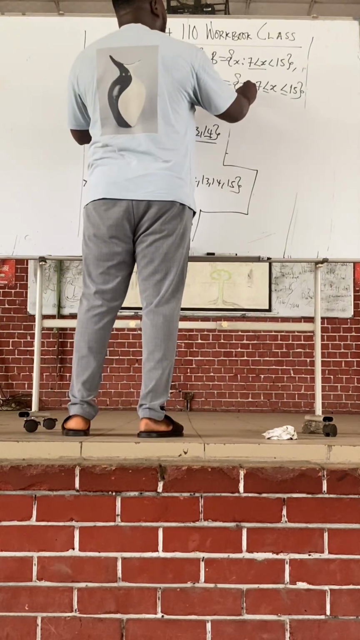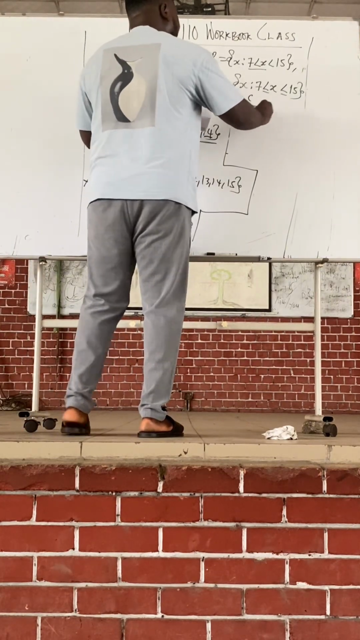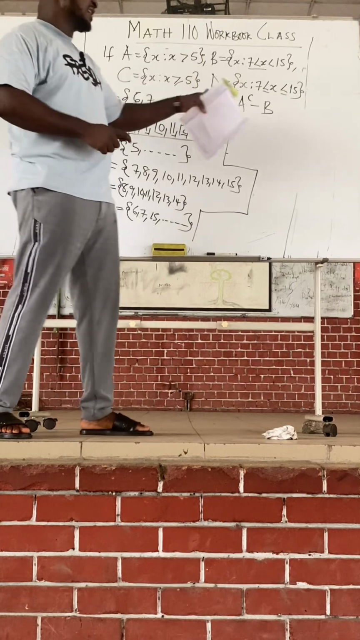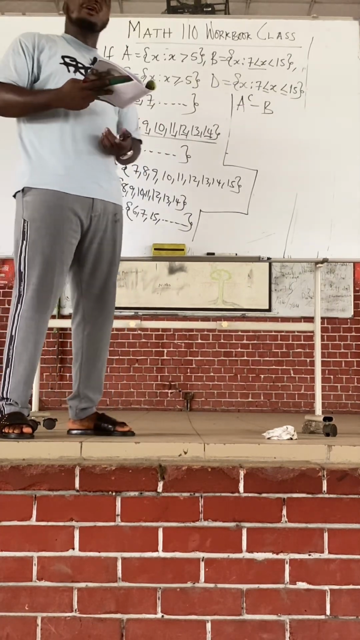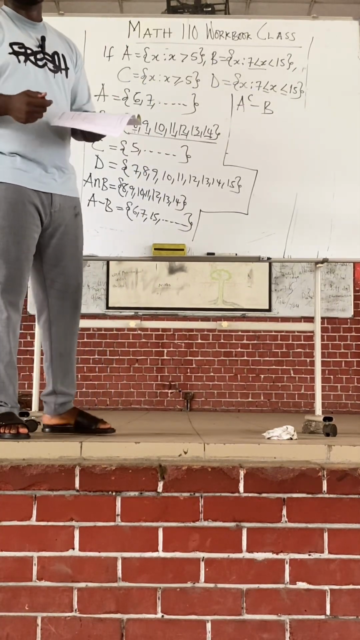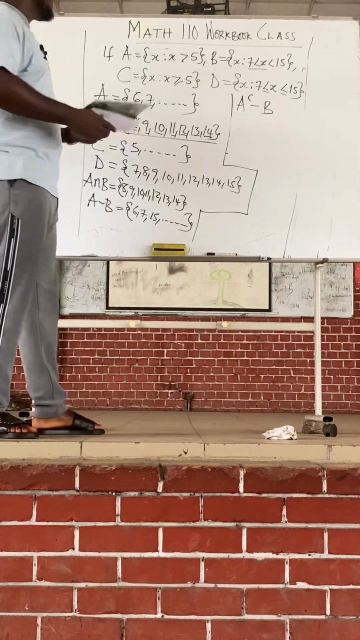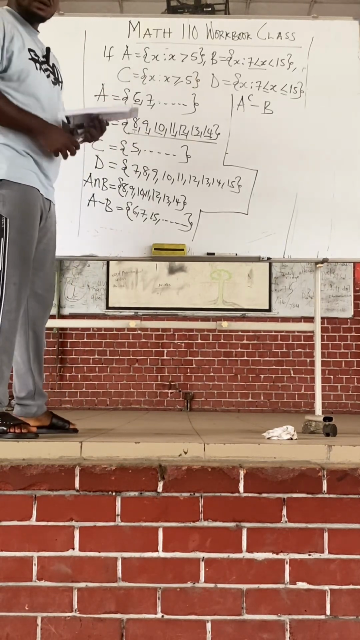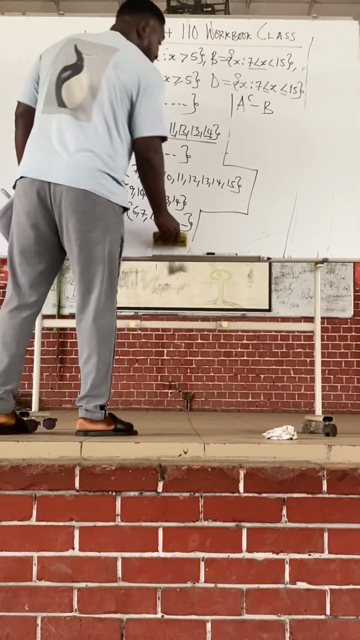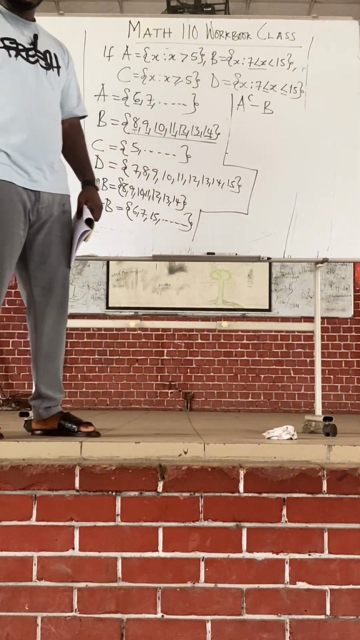Class, next question. A complement minus B. This C stands for complement. Class, you cannot get the complement of a set without first having a universal set. The funny thing is that they did not give us a universal set, but interesting, I can teach you how to form your universal set if you are not given.